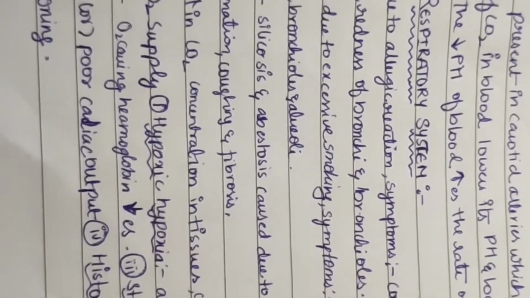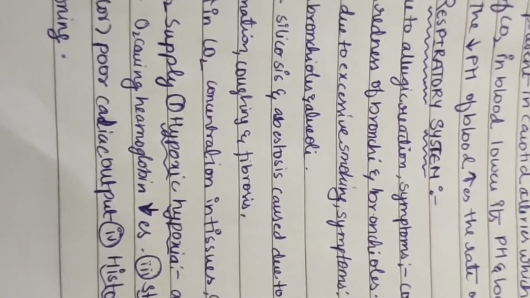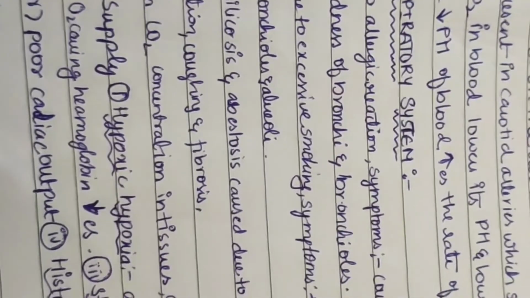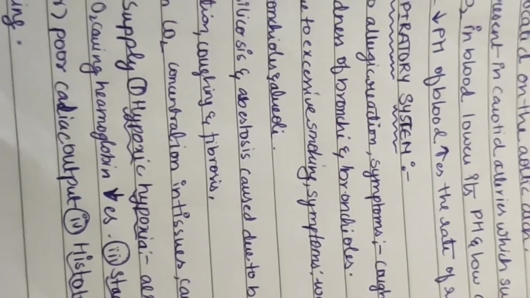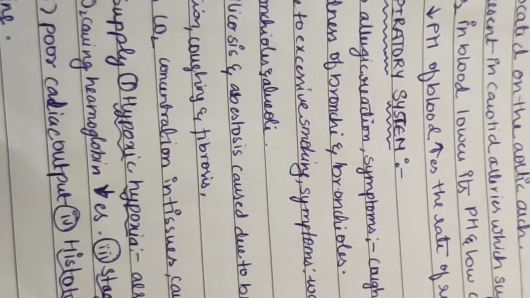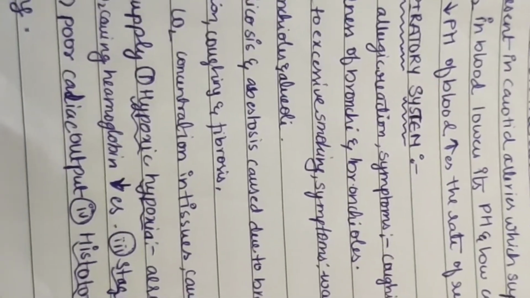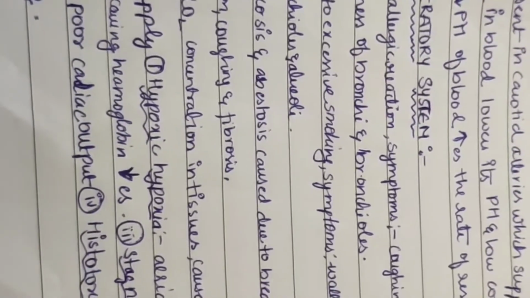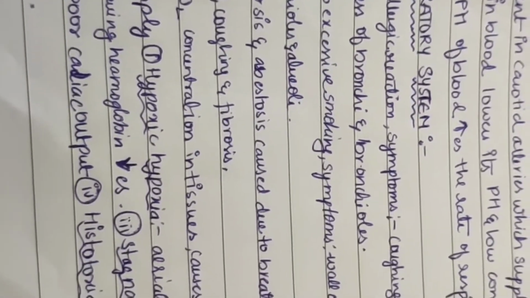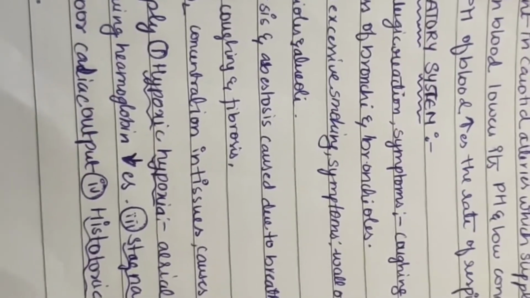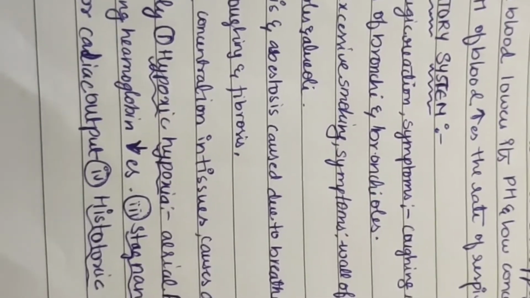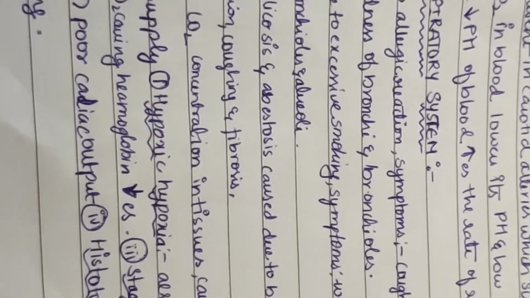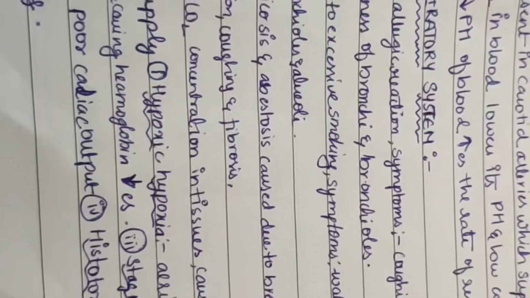It may be of 4 types. First is hypoxic hypoxia. Here arterial PO2 is decreased and other values are normal. Then anemic hypoxia. Here the O2 carrying capacity of hemoglobin decreases. Then stagnant hypoxia. It is caused by local vasoconstriction or poor cardiac output. Then fourth is histotoxic hypoxia. It is rare, but often due to cyanide poisoning.